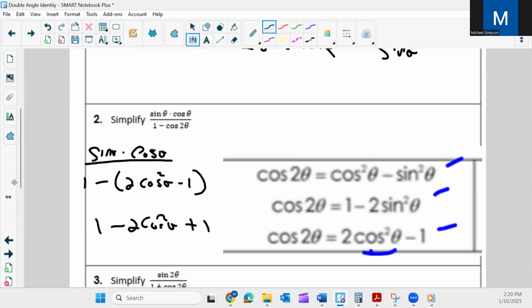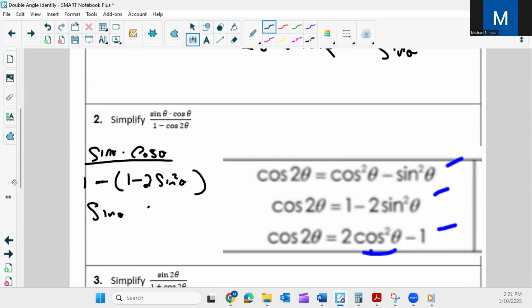The middle one. What messes things up now is the minus sign right here. The minus sign makes this -1 positive. See that? You have to be careful. So therefore, I'm not going to use this one. I'm going to use the second one, which is 1 minus 2 sine squared theta. Good. And now, when I remove the parentheses, what do I get?